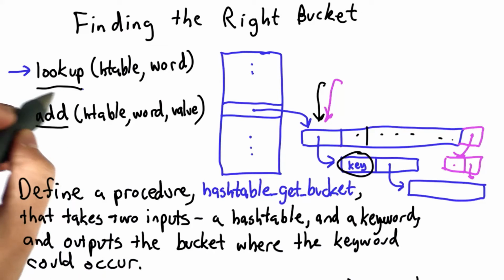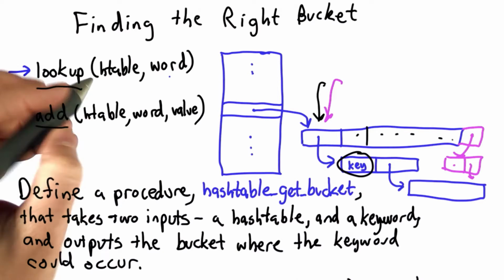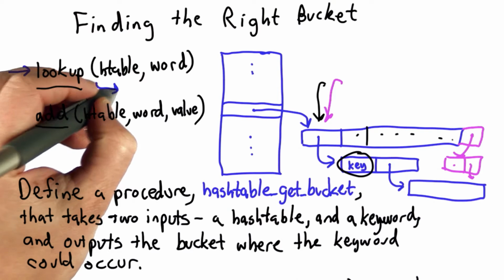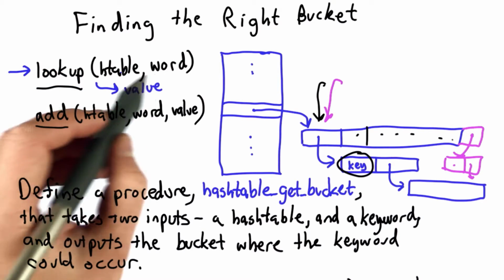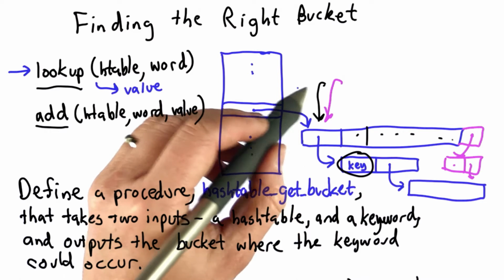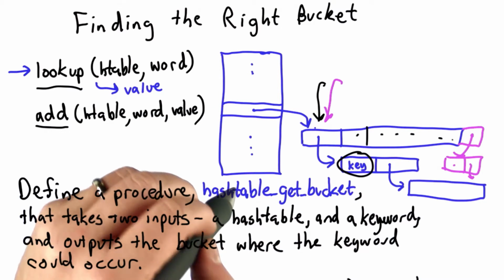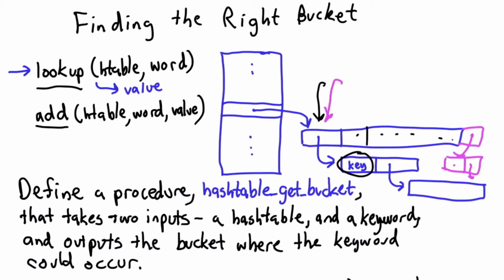So let's think about what we want lookup to do. It's going to take a hash table and a word. Its output is going to be the value associated with that keyword. What we want lookup to do is, like add, first thing it has to do is find the right bucket. And we've defined this procedure hash_table_get_bucket to make it easy to do that.